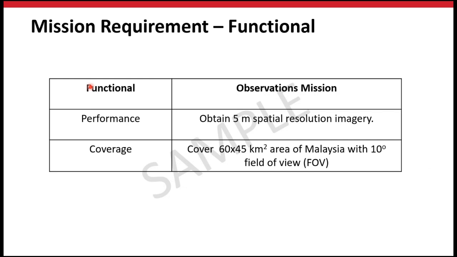And for the mission requirement, as I mentioned, it can be the functional requirement. For example, in terms of the performance, in terms of the coverage. So the performance for the observation mission: how much spatial resolution are you going to produce, that is the performance. You can also elaborate more on this. And then the coverage, the swath area, how big the coverage will be captured using your designed imaging system. This is functional, how the camera mission will function. So that is the functional requirement.